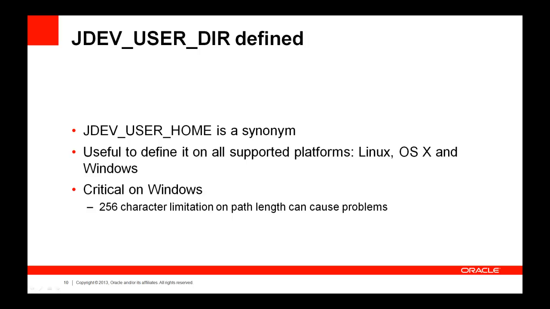If you use JDeveloper, we recommend that you define the JDEV_USER_DIR environment variable or its synonym, JDEV_USER_HOME. It is useful to define one of those on all supported platforms, Linux, OS X, and Windows. However, it is critical to define it on Windows since that platform has a 256-character limitation on path length. Please set it to the shortest sensible value you can in order to prevent problems.